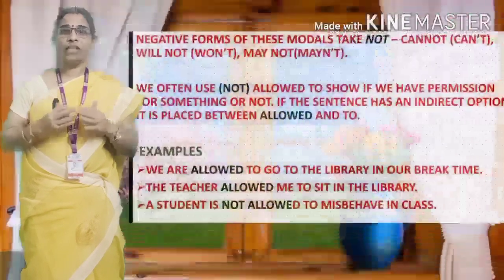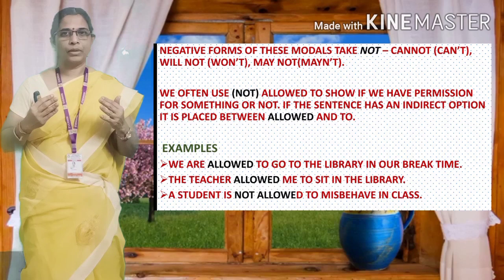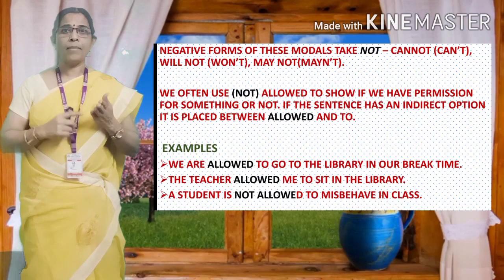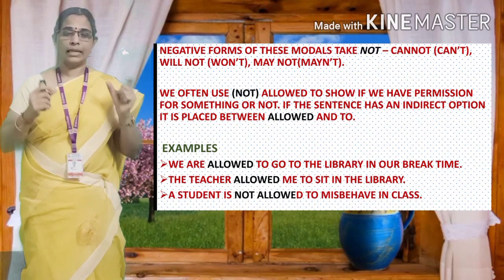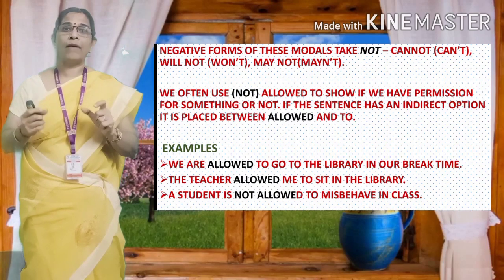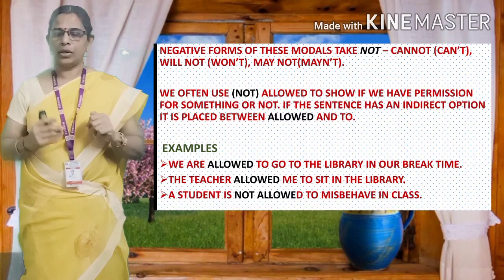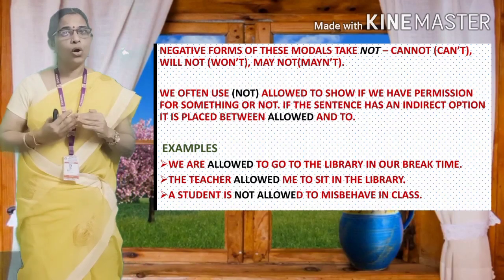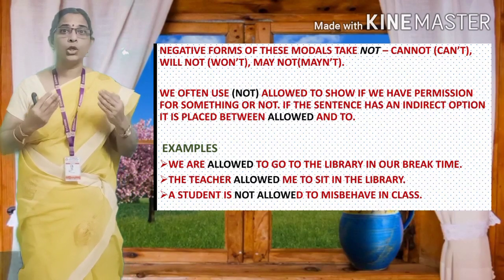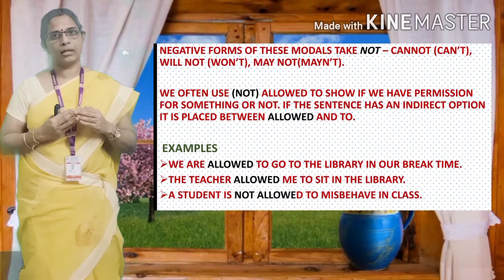Negative forms of these modals take not. So if it is a negative form, after the modal auxiliary verb you have to add not. Okay: cannot, could not, may not, might not, should not, must not, like that.